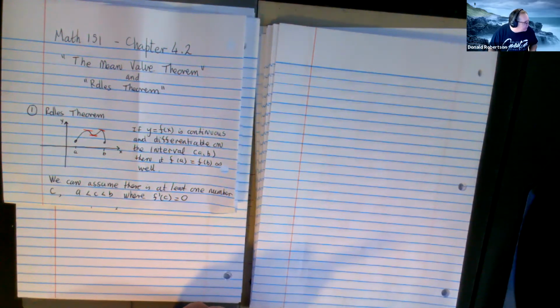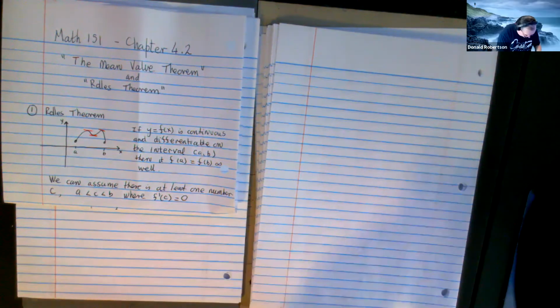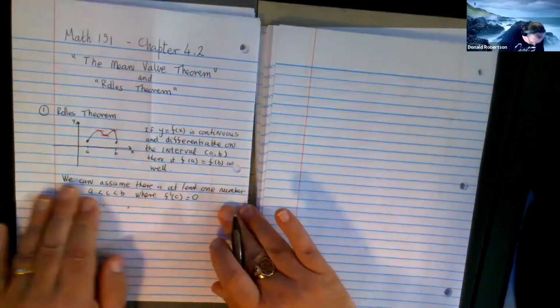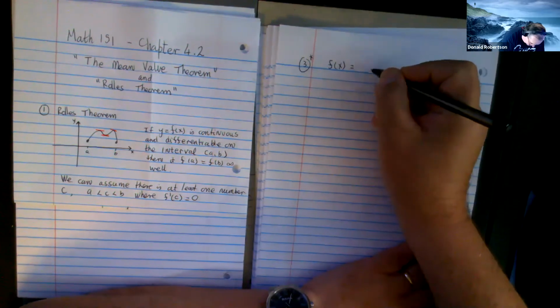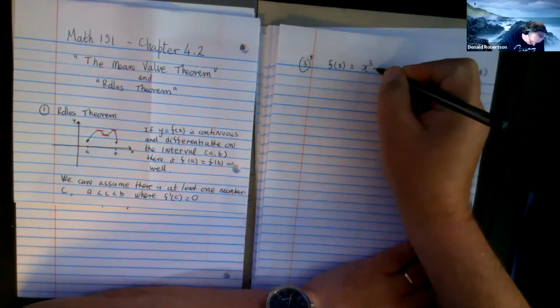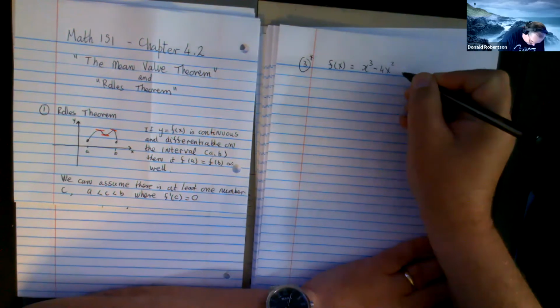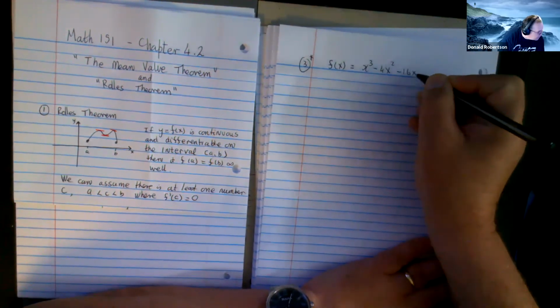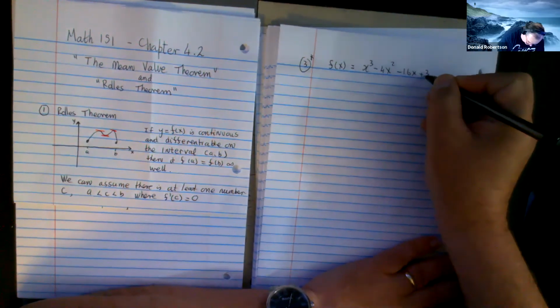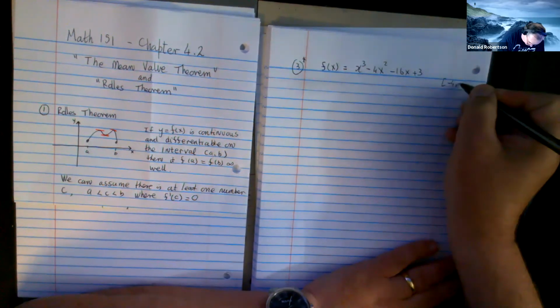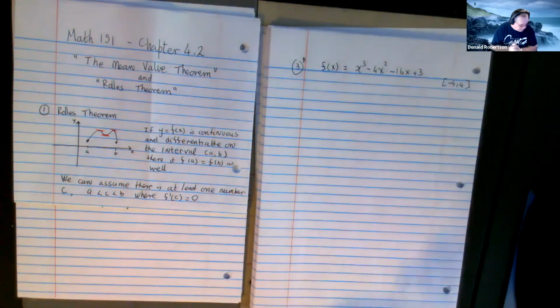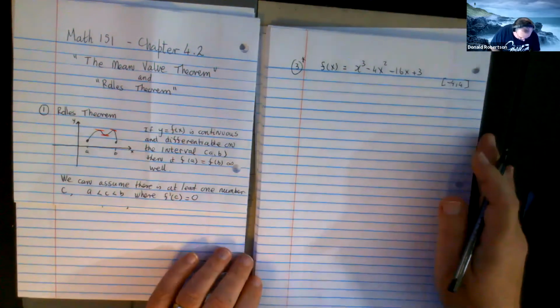So what do you get to do as homework for things like that? Well, let's show you what question 3 looks like. You'll be given a function, typically. This function is that, that, that, and that. And the interval that they're talking about is from -4 to 4. So, go through a hit list in no particular order.